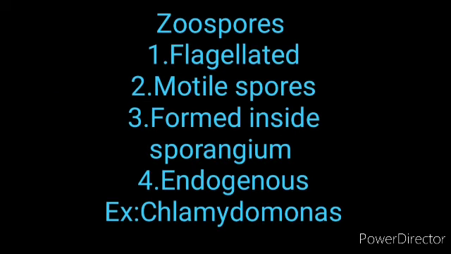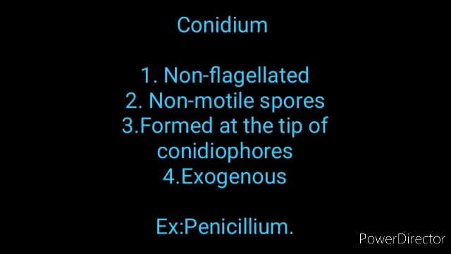Zoospores are present in the sporangium. They are the motile structure; movement is there. So they are flagellated. Flagella is present, a motile structure, and it is present inside the sporangium. So they are called endogenous. Example is Chlamydomonas.